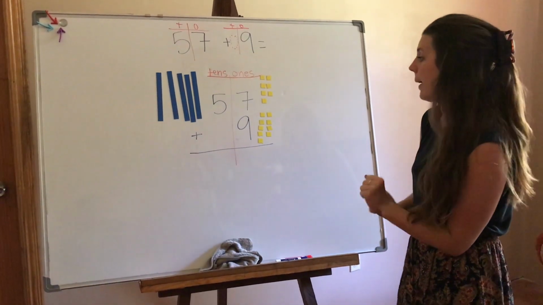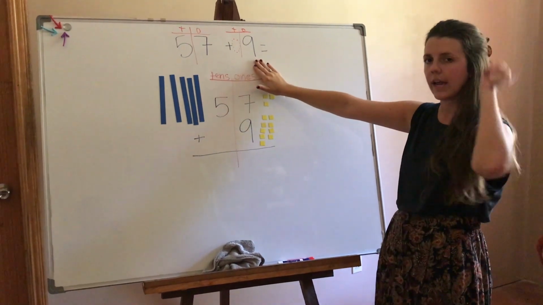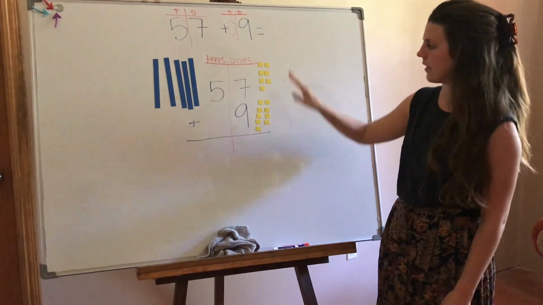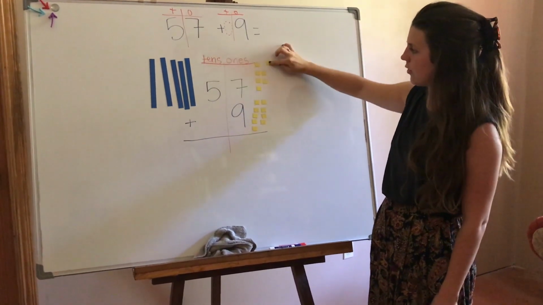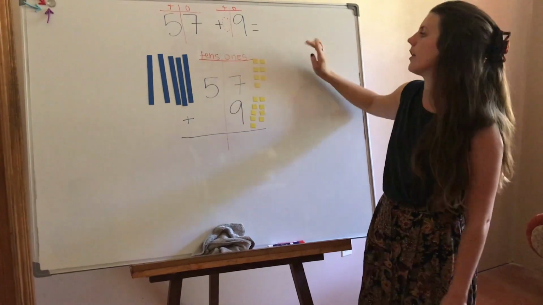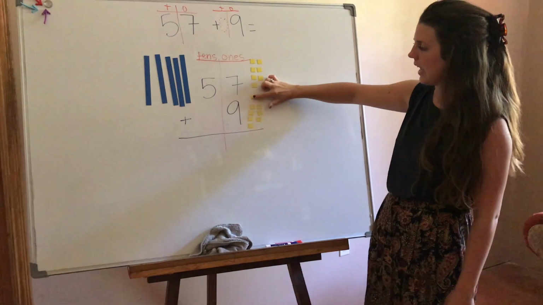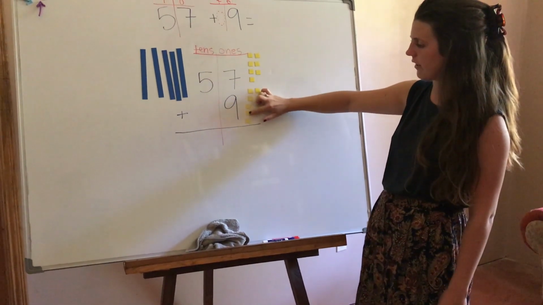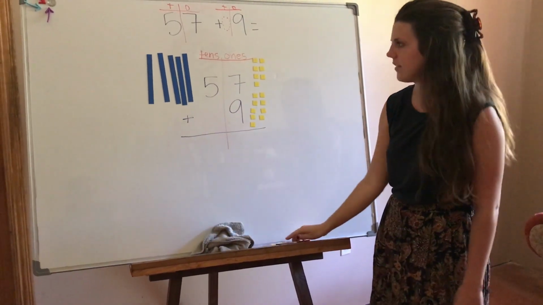Let's see. Okay, we're going to start in the ones place like we always do with addition and subtraction. 7 plus 9. Let's start by counting up all of our ones together. 1, 2, starting over. 1, 2, 3, 4, 5, 6, 7, 8, 9, 10, 11, 12, 13, 14, 15, 16. 7 plus 9 is 16.